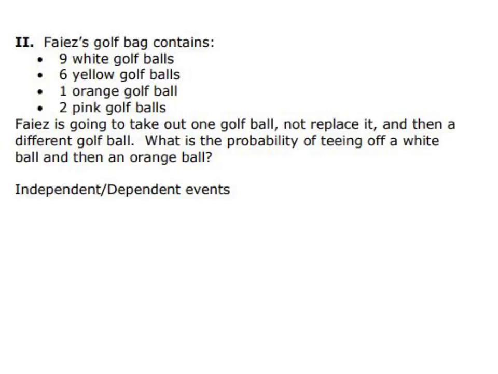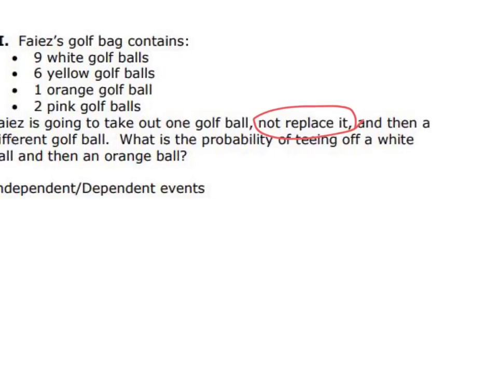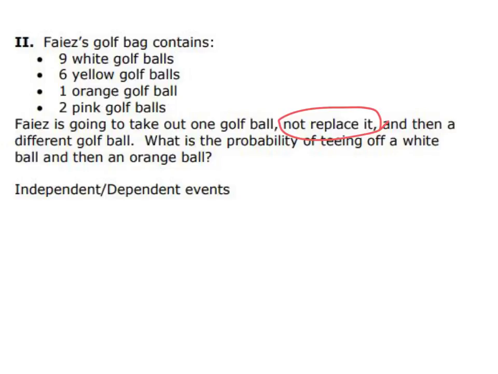I'm thinking that's how you pronounce Faiza's golf bag contains 9 white golf balls, 6 yellow golf balls, 1 orange golf ball, and 2 pink golf balls. Faiz is going to take out 1 golf ball, not replace it, and then a different golf ball. What is the probability of teeing off a white ball and then an orange ball? Sorry, I couldn't read that.